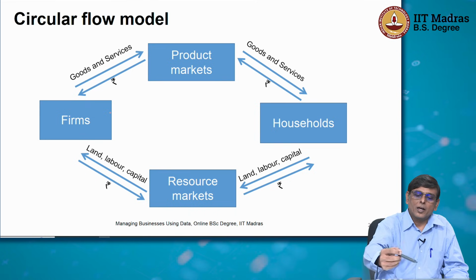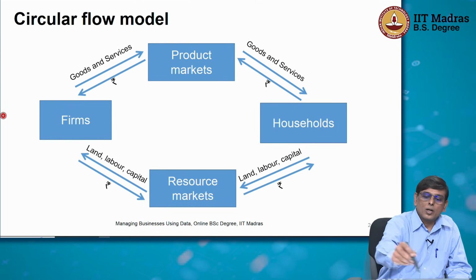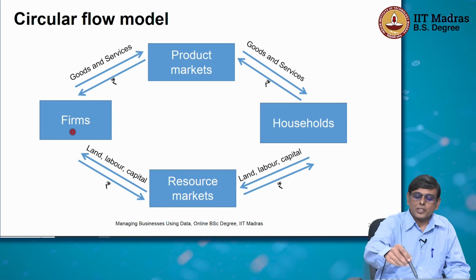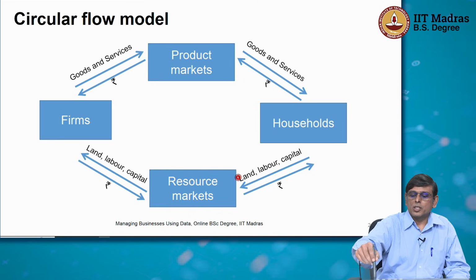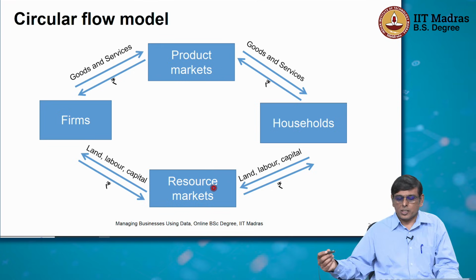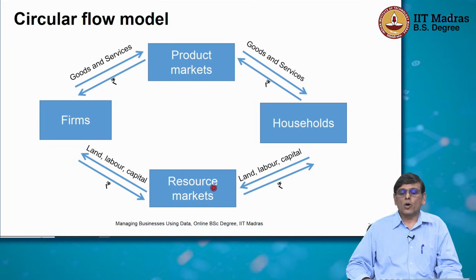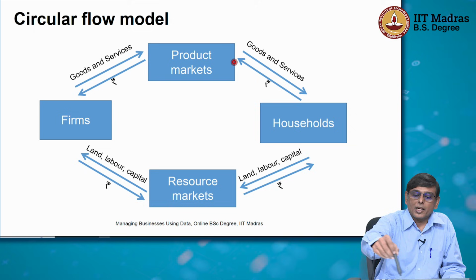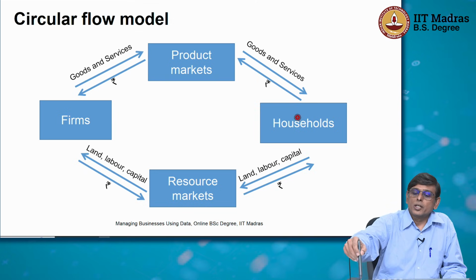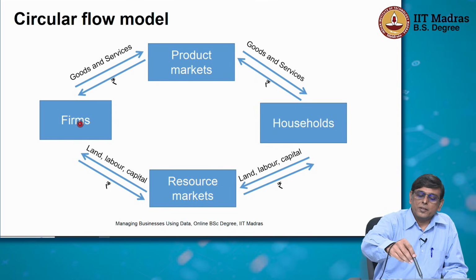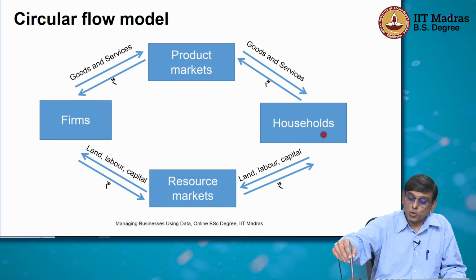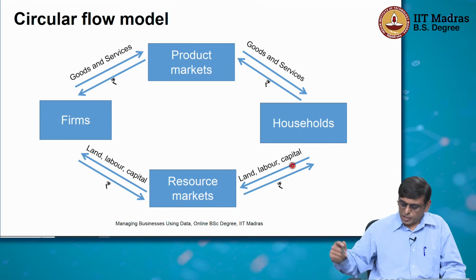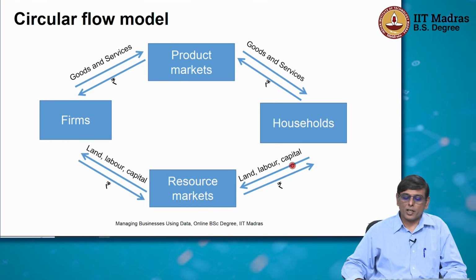The firms interact with the households via product markets, whereas the households provide to the firms resources like land, labor and capital through the resource markets. This is the picture that we drew. We called it the circular flow model because there is a flow. The firms, by selling products and services to households, get money, and that money they spend on resources, which goes back to households. So the money flows from households to firms and then from firms back to households, going round and round. That's why it's called the circular flow model.